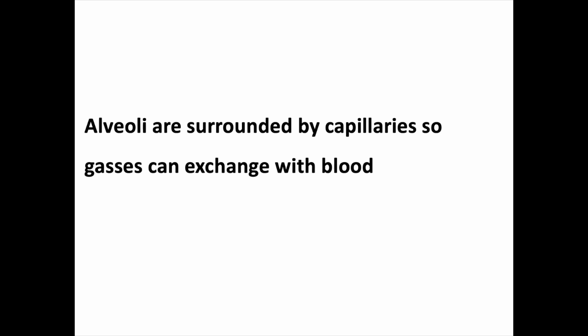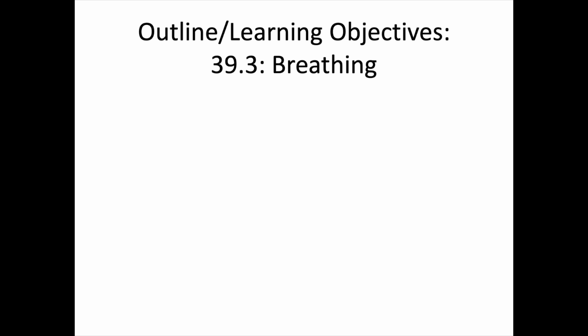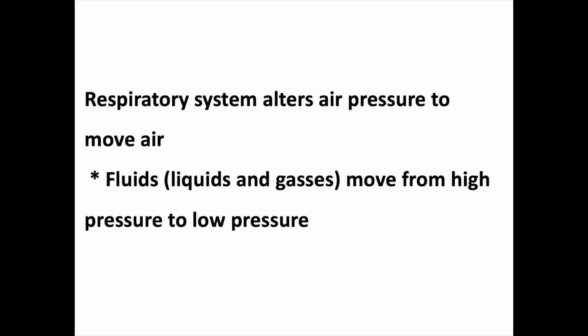So now that we've talked about some of the anatomy of the lungs, let's talk about the actual process of breathing. The way that we breathe, the way our vertebrate respiratory system works, is we alter the air pressure in our bodies in order to make air move. Simple physics lesson: fluids, which include liquids and gases, and we're concerned with gases, but technically liquids follow the same law, move from high pressure to low pressure. So as we're talking about manipulating pressure, remember the air is always going to move from an area of high pressure to an area of lower pressure.